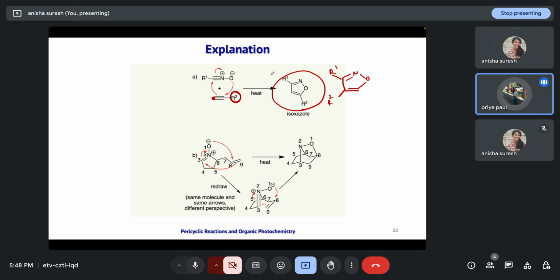Now coming to the next question, which was intramolecular 1,3 dipolar cycloaddition reaction. For feasibility, for the dipole and the dipolarophile coming together, we can redraw it in this fashion. This is the dipole part. This is the dipolarophile part. So it will attack in this fashion, resulting in the formation of this bridged sort of system.